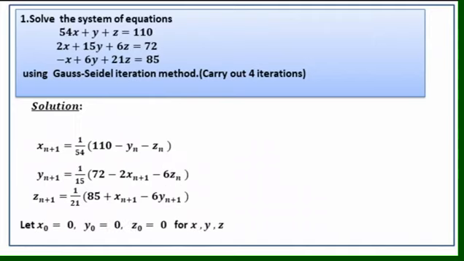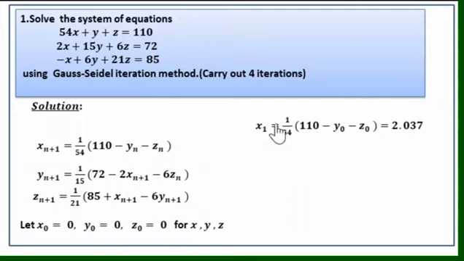So here we first start with the initial approximation for x, y, z as x0 equal to 0, y0 equal to 0 and z0 equal to 0. So x1 will be, we can take n equal to 0. The formula for x1 will be x1 equal to 1 by 54 into (110 minus y0 minus z0). Put y0 equal to 0, z0 equal to 0, x1 will be 110 divided by 54, or 2.037.